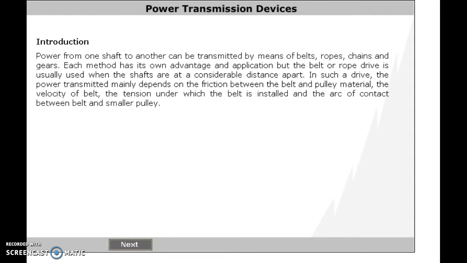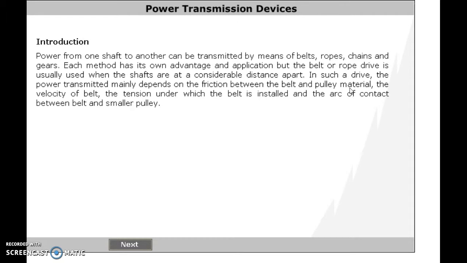Power from one shaft to another shaft can be transmitted by means of belt, rope, chain and gears. Each method has its own advantage and application, but the belt or rope drive is usually used when shafts are at considerable distance apart. In such drives, the power transmitted mainly depends on the friction between the belt and pulley materials, the velocity of the belt, the tension under which the belt is installed, and the arc of contact between the belt and the smaller pulley.